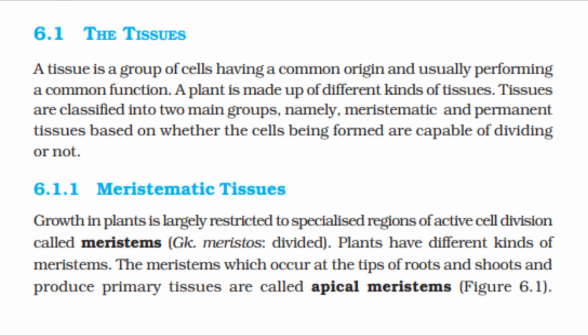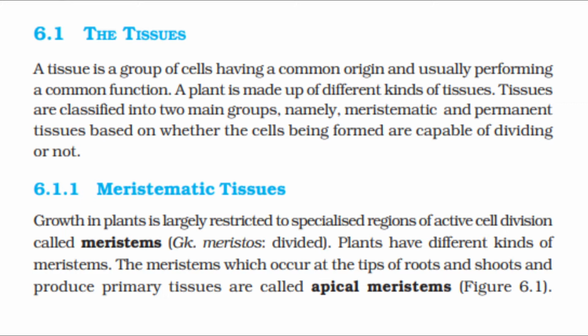6.1. The tissues. A tissue is a group of cells having a common origin and usually performing a common function. A plant is made up of different kinds of tissues. Tissues are classified into two main groups, namely, meristematic and permanent tissues, based on whether the cells being formed are capable of dividing or not.